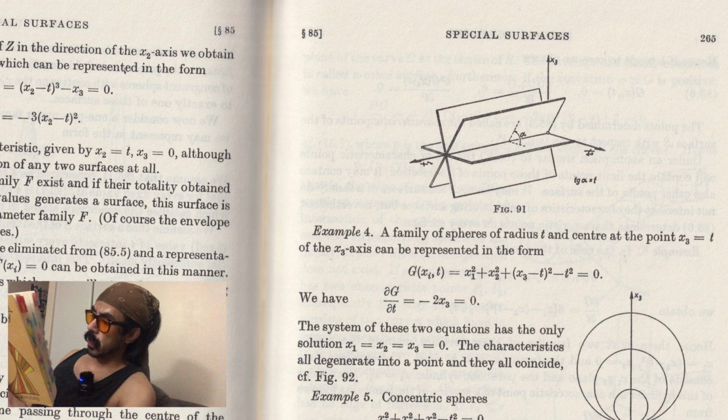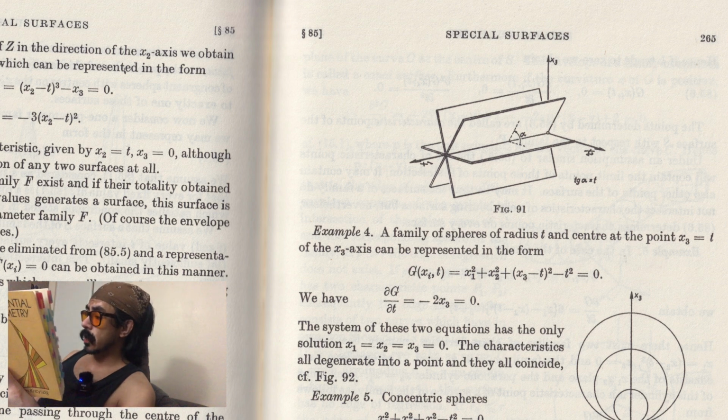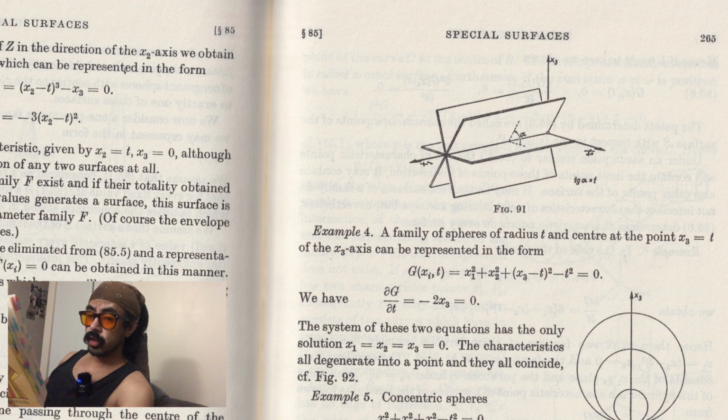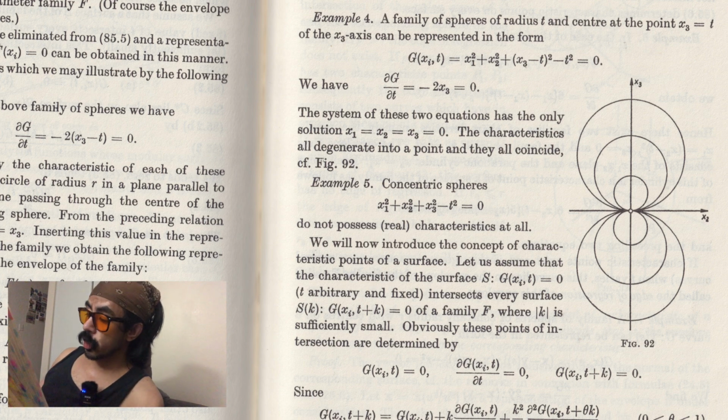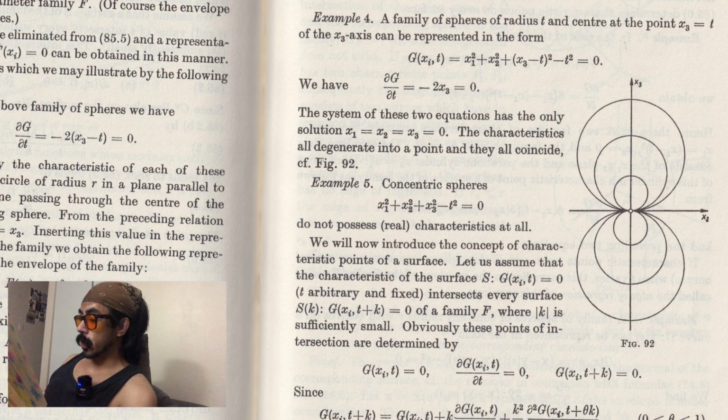And another example, example 4. A family of spheres of radius t and center at the point x3 equals t of the x3 axis can be represented in the form g in terms of xi and t is equal to x1 squared plus x2 squared plus the quantity x3 minus t closed quantity squared minus t squared equals 0. We have partial g partial t equals negative 2 times x3 equals 0. The system of these two equations has the only solution x1 equals x2 equals x3 equals 0. The characteristics all degenerate into a point and they all coincide, and this is demonstrated in figure 92 at right.